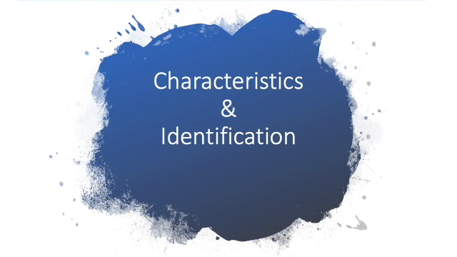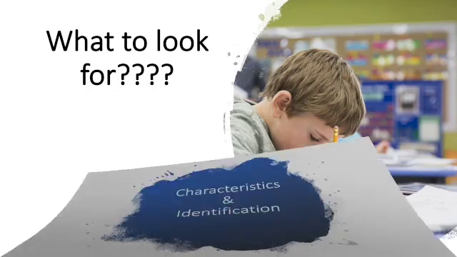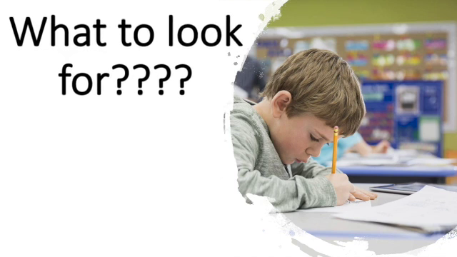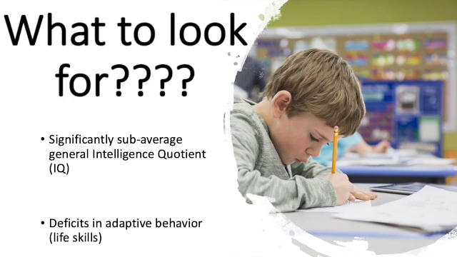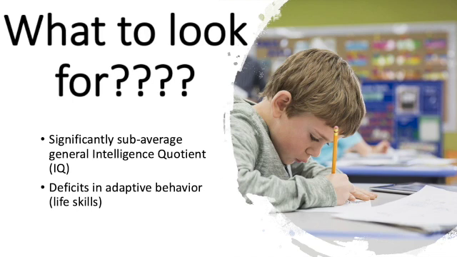Characteristics and identification. What to look for? There are two main things to look for. First is a significantly sub-average general intelligence quotient, or IQ, and the second is deficits in adaptive behavior, or life skills. First, let's look at IQ scores.